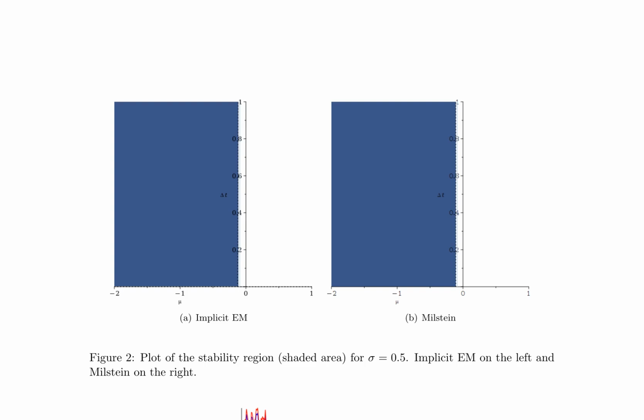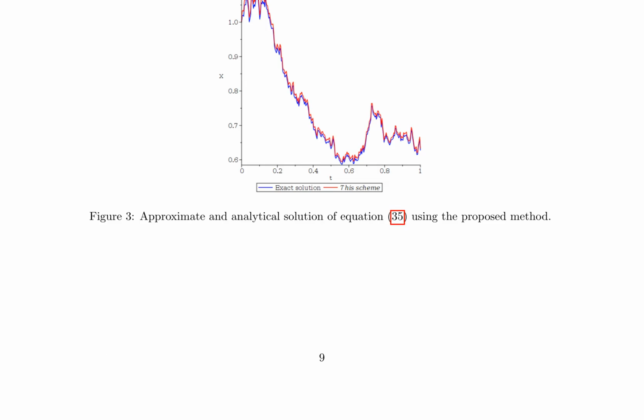Figure 3 demonstrates the accuracy of the proposed method by comparing the approximate solution obtained using the implicit EM method with the analytical solution of equation 35. The close agreement between the two solutions validates the efficacy of the proposed method in approximating stochastic differential equation solutions. The implicit EM method is based on the Euler-Maruyama scheme, where the drift term is treated implicitly, leading to a nonlinear system solved using fixed-point iteration. In contrast, the Milstein method employs an explicit treatment of the drift term.